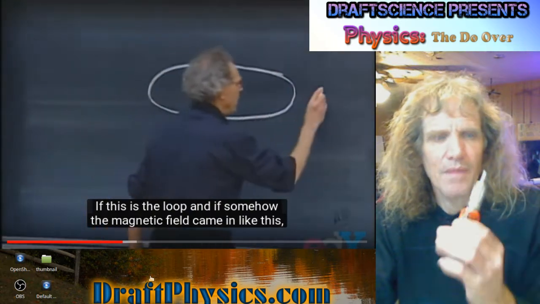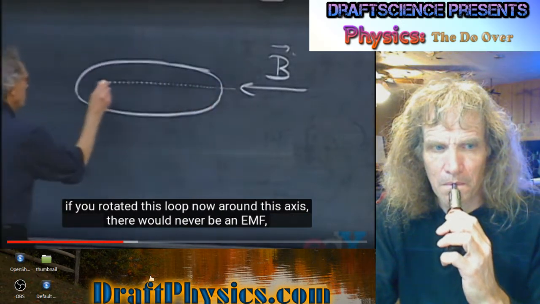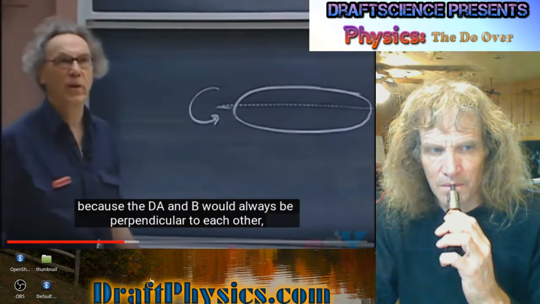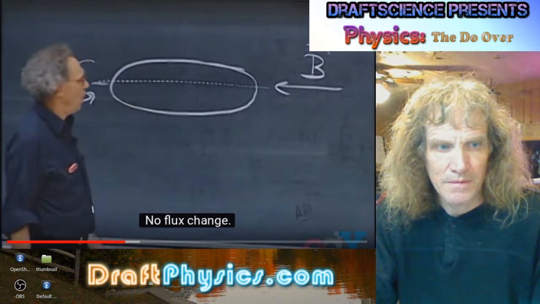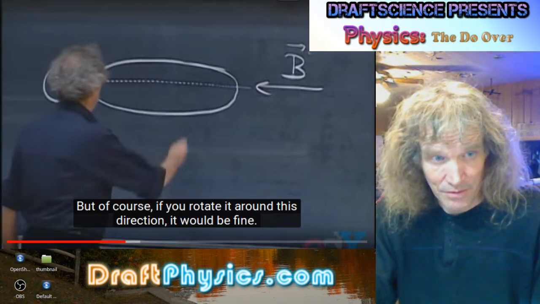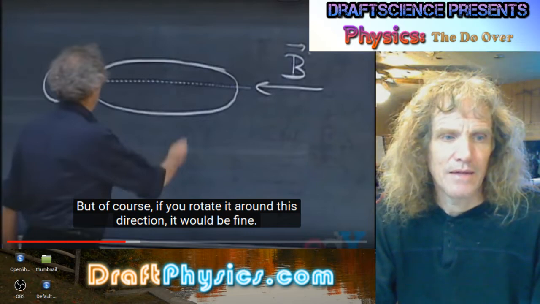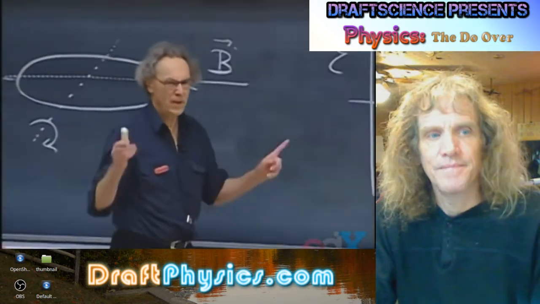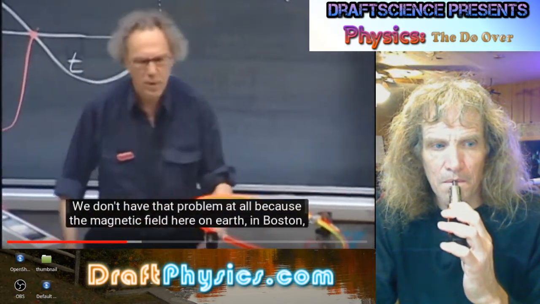This is the loop. And if somehow the magnetic field came in like this, if you rotated this loop now around this axis, there would never be an EMF, because the dA and B would always be perpendicular to each other. There was never any flux going through this system. No flux change. Of course there's a field, but you're cutting through, but it's always opposite too. So whatever you collect on one side, you give back on the other side. And that sort of defeats your purpose. If you rotate it around this direction, it would be fine. So think about that. Don't fall in that trap. You can rotate in such a way that there is no flux change. We don't have that problem at all.